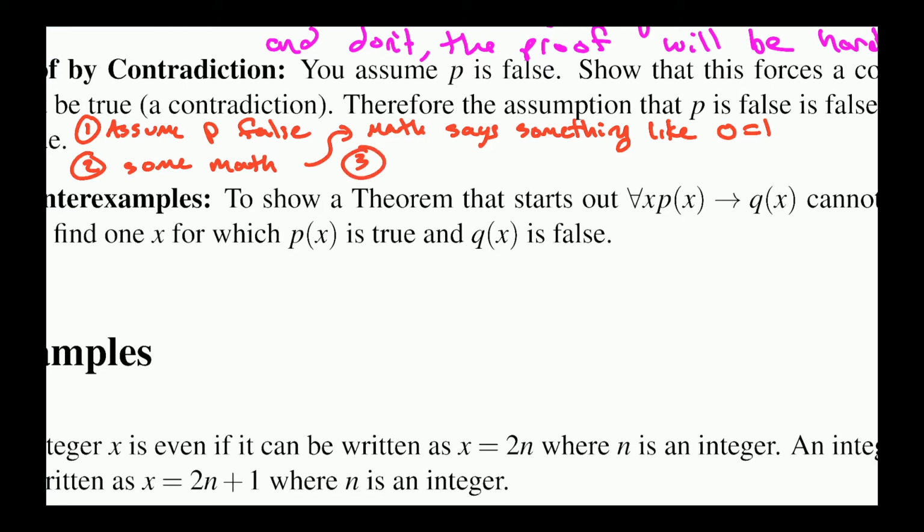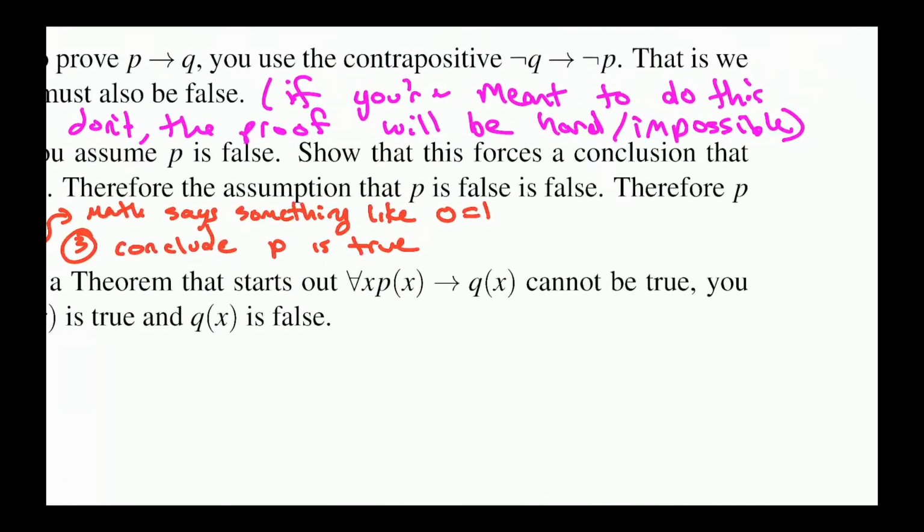So if you assumed that P is false and then were able to prove that 0 equals 1, something went wrong. And the thing that went wrong is that your assumption that P was false is false. So then you're going to conclude P is true, right?